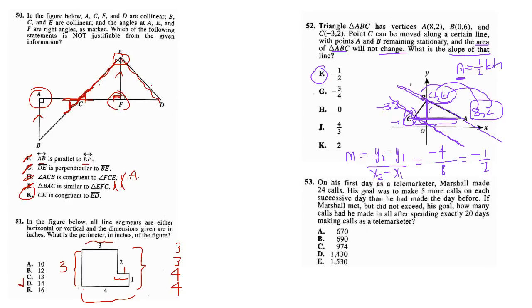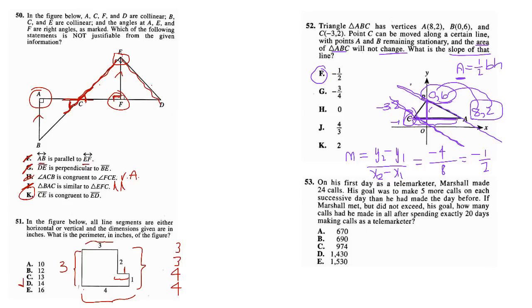On his first day as a telemarketer, Marshall made 24 calls, and his goal is to make 5 more calls on each successive day than he had made on the day before. If Marshall met but did not exceed his goal, how many calls did he make in all after spending exactly 20 days making calls as a telemarketer?